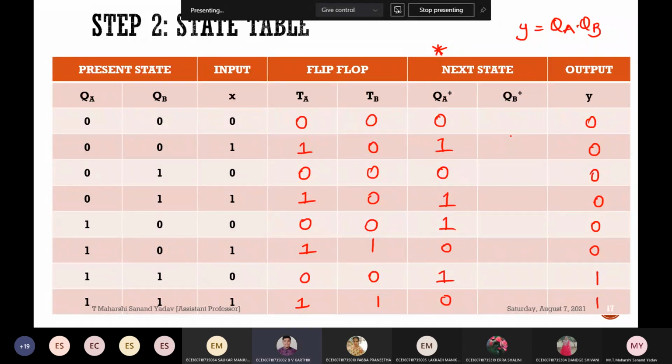0 0 1 1. 0 0 1 1. 0 0 1 1 0. 0 1 1 0. Done.